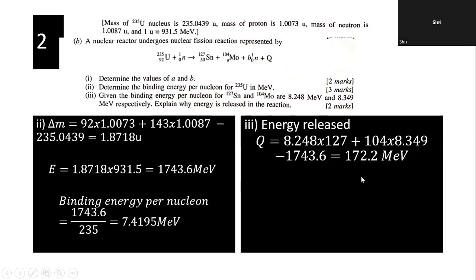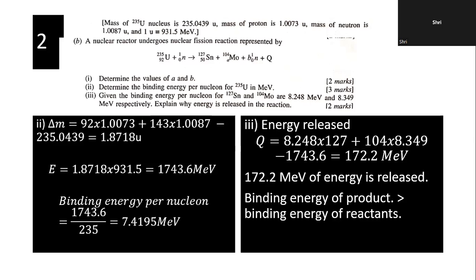You get that 172 is positive, greater than 0, so it's an exothermic reaction. Binding energy of product minus binding energy of reactants. Remember, it's opposite to when you use mass. When you use mass, it is the mass of the reactant minus the mass of the product. But when we come to binding energy, it's binding energy of product minus binding energy of reactant. Neutron doesn't have binding energy. So we show that it's an exothermic reaction. That's all.